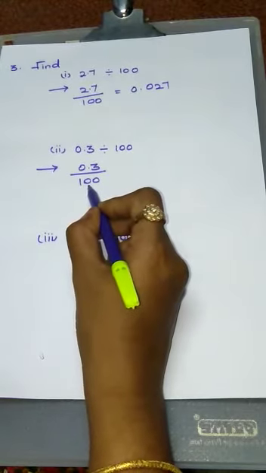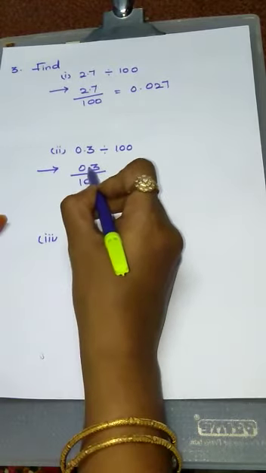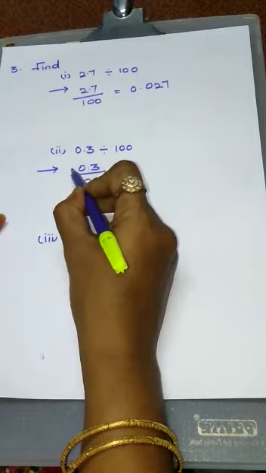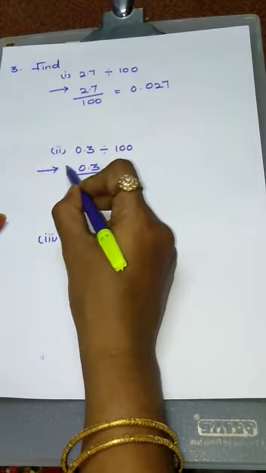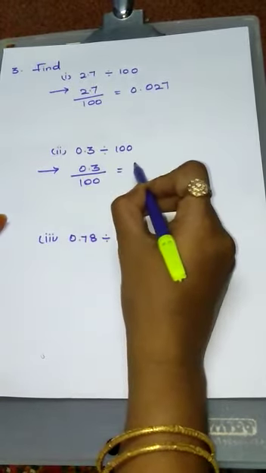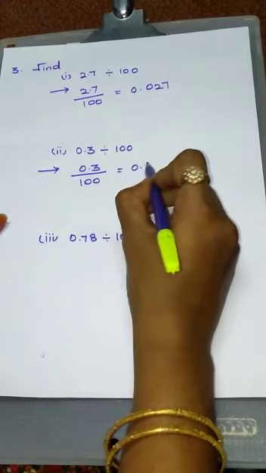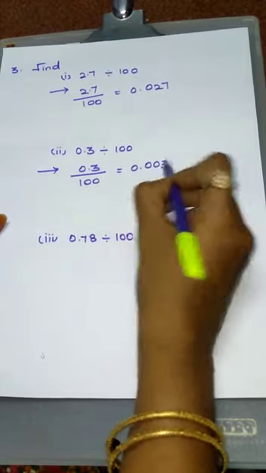Okay. The next problem, 0.3 divided by 100. In the denominator value 100, we have two zeros. So we have to move the decimal point towards left only. Already we have one 0. We need another one 0. Okay. So the answer is 0.003.